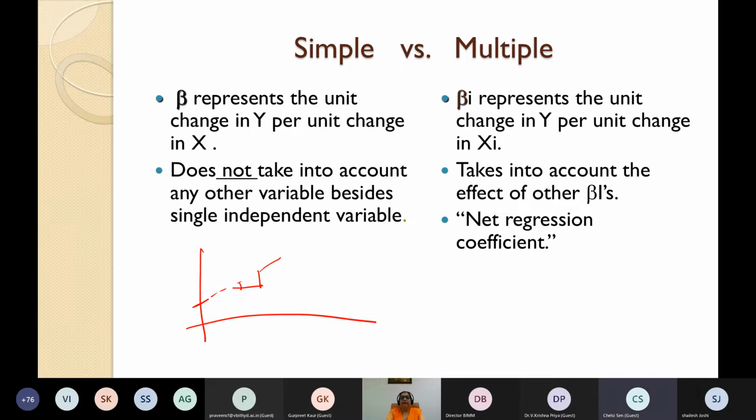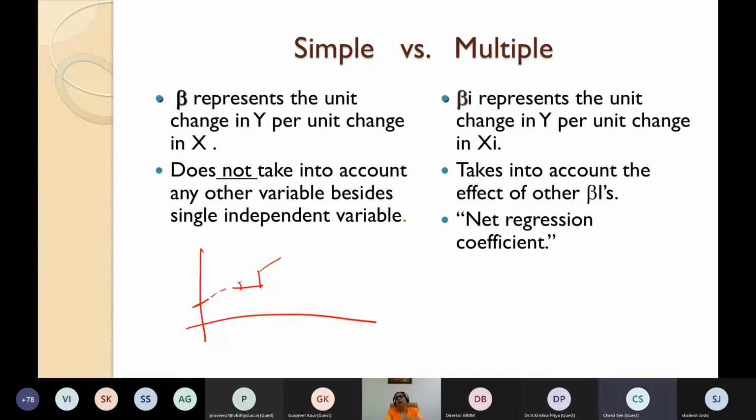Now, beta i represents the unit change in y per unit change in xi in multiple regression. It takes into account the effect of the other betas, so you can't say in multiple regression what the impact of each variable alone is. You simply try to find the net regression coefficient, the net impact of the different variables that you have identified.